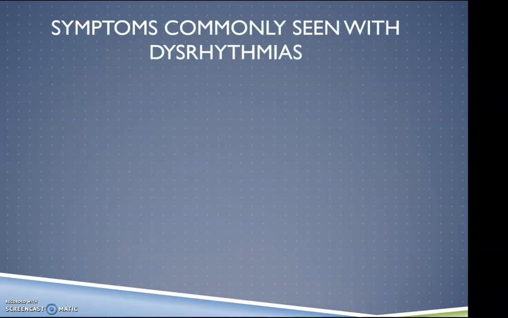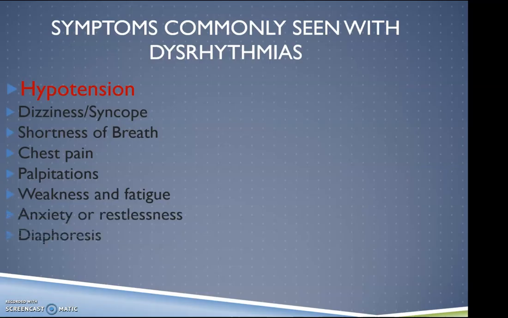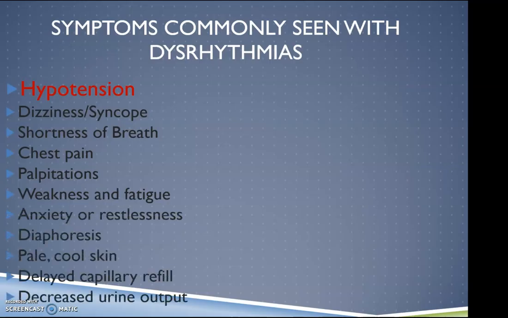Symptoms commonly seen with dysrhythmias. Dysrhythmias cause an impairment of cardiac output and therefore perfusion. So any sign or symptom of decreased perfusion is a symptom of a dysrhythmia. This is probably going to be one of your most important slides because you're going to want to remember all these signs of decreased perfusion. Hypotension is the first thing we think of, and that's why it's bolded in red. We always think of hypotension when we think decreased cardiac output, decreased perfusion.